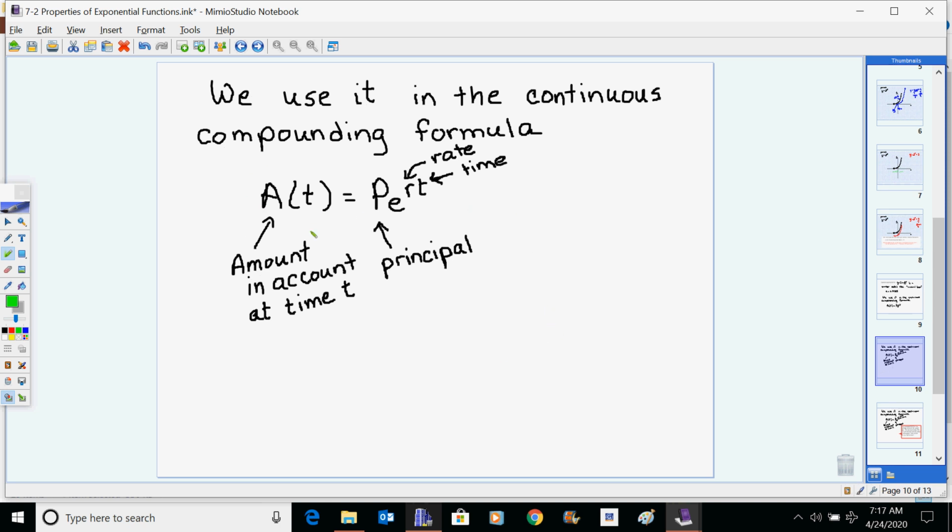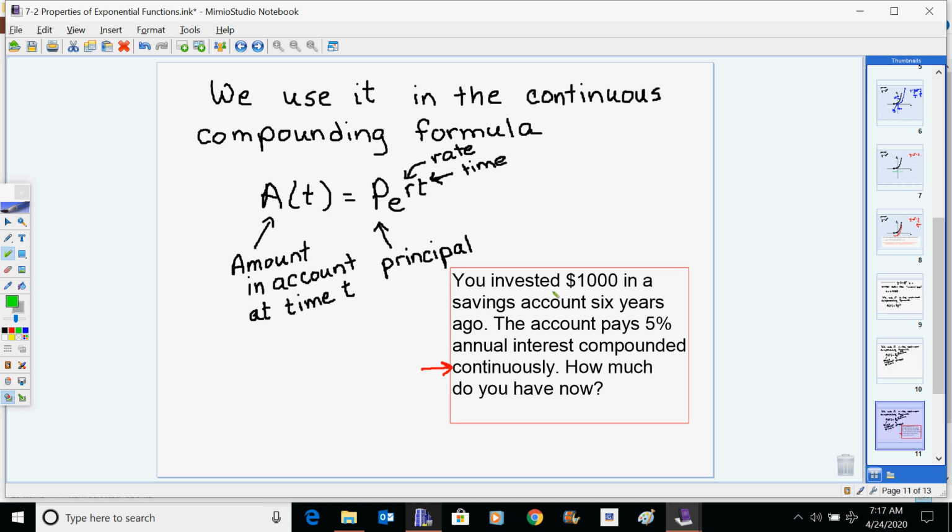Okay, so this is the amount that would be in the account at a certain time, t. T is your time. R is the interest rate, just like we had the interest rate before. E is Euler's number, which is approximately 2.72. And P is the principal, the amount that was invested in the first place. So we'll take a look at a couple of examples here, just like we did before.